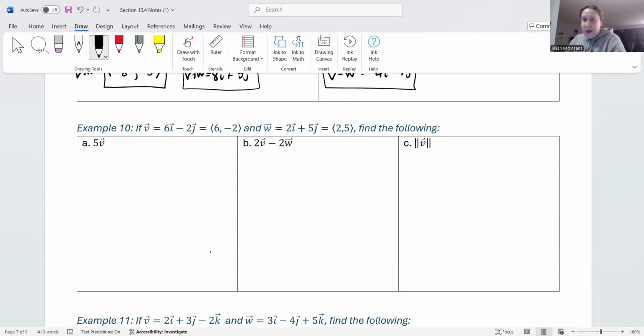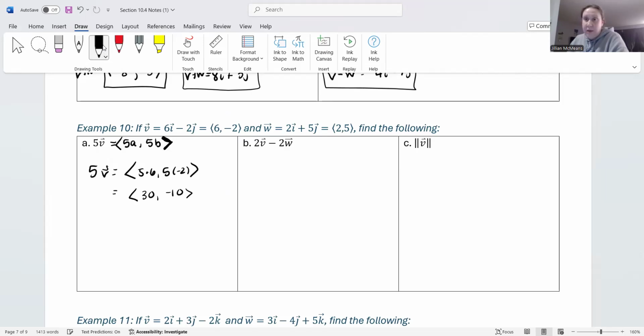So if we're going to take a vector and multiply it by some scalar, this is basically going to be the same thing as 5 times A, 5 times B if we wanted to write it as a position vector like in this format, okay? So all I have to do is take my A component and multiply it by 5, so I get 5 times 6, and then I get 5 times the B component. So when I multiply this vector by 5, I get 30, negative 10.